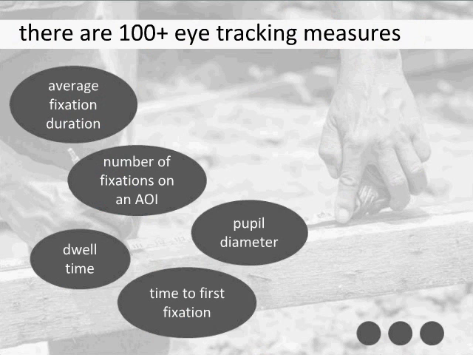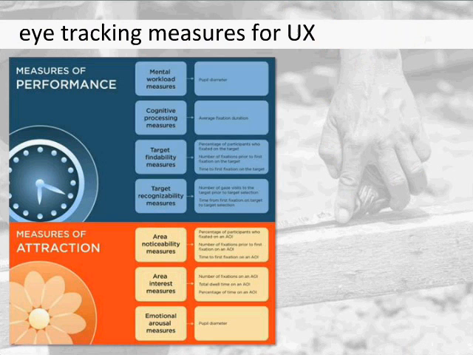Well, there are a lot of measures. There are actually more than 100 eye tracking measures. For example, these measures include things like pupil diameter, average fixation duration, dwell time, number of fixations on an area of interest, or time to first fixation. There are many more of those. And different measures can mean different things in terms of cognitive processes. So it's important to match the right measure to the right cognitive process that you're trying to measure.